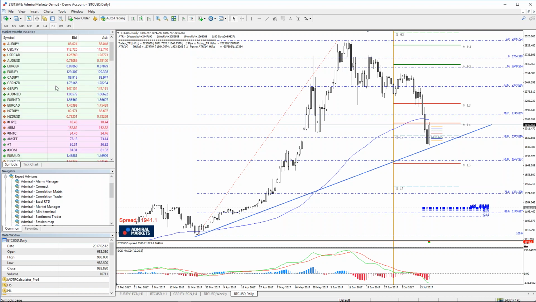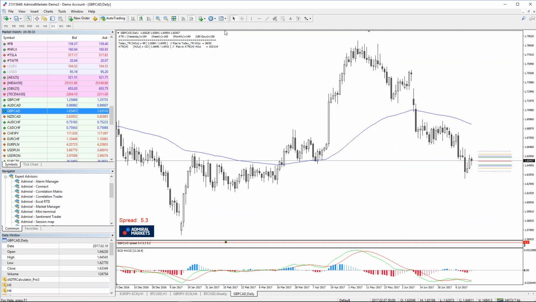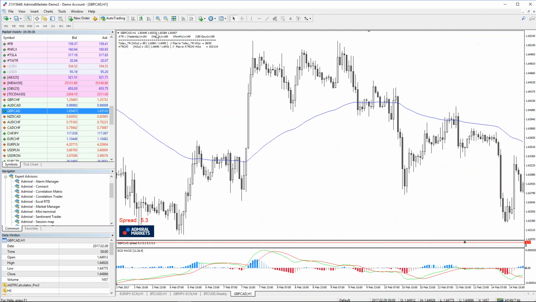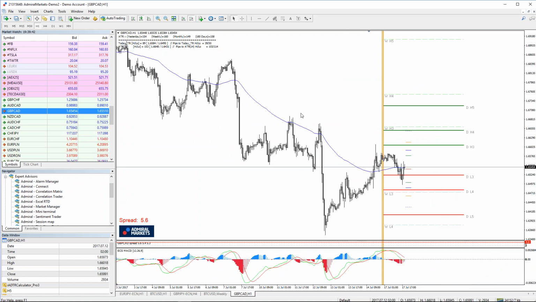GBP CAD, let's see, GBP CAD. It could go up. But you see, I want to show 1 hour. It's a little bit whipsaw because here we see a big downtrend indicated by this trend line. But watch this. This is V-shaped reversal. And here, if the price breaks this trend line, I think this could be a correction to the upside.